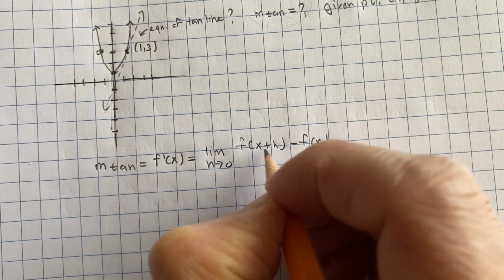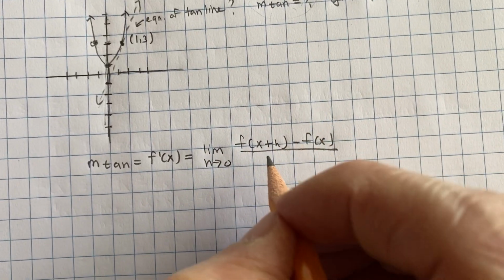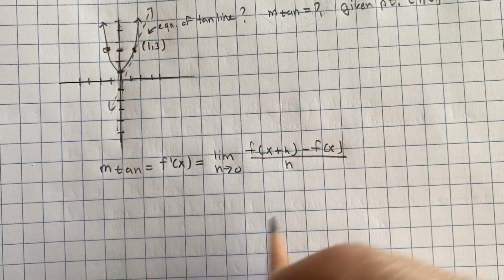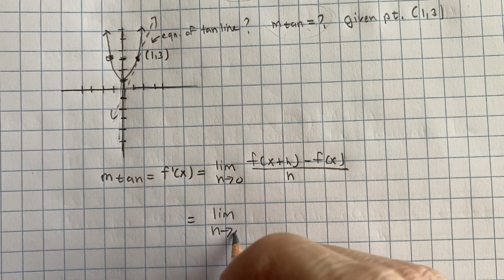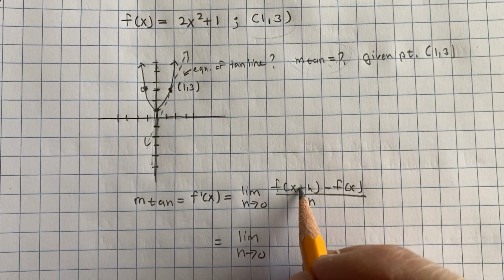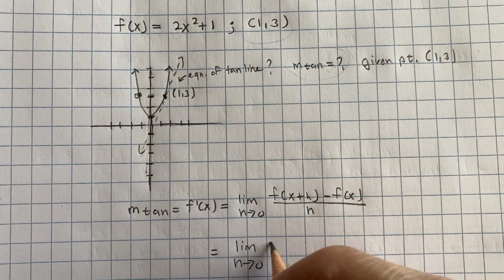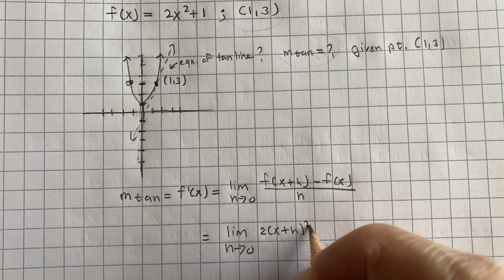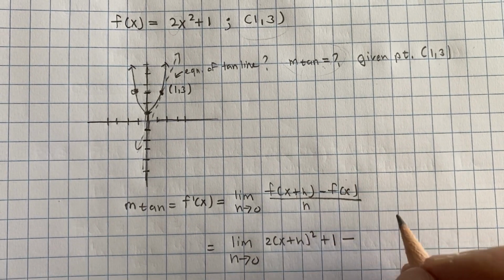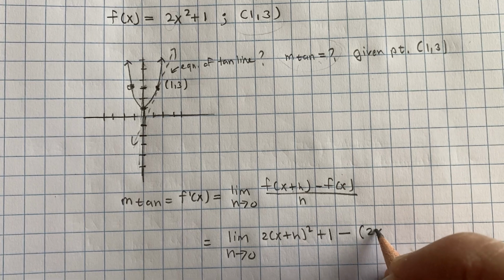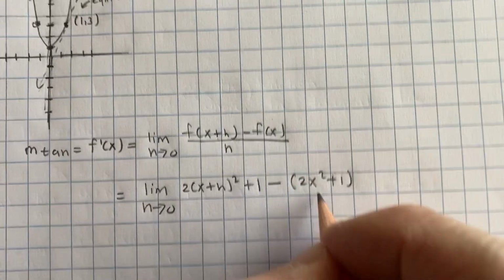Again, the more you write this down, the more you'll have this committed to memory, okay? Over h. So let's evaluate f of x plus h. If I plug x plus h into my function, this is 2 times (x plus h) squared plus 1, minus the function itself. Now, when you plug in the function itself, make sure you put this in parentheses, okay?